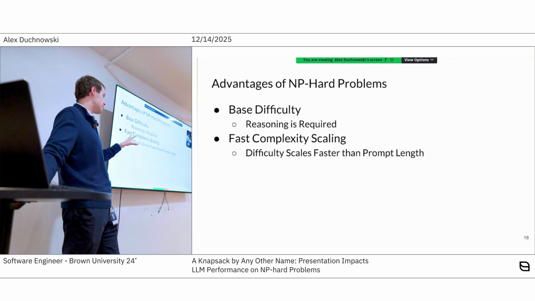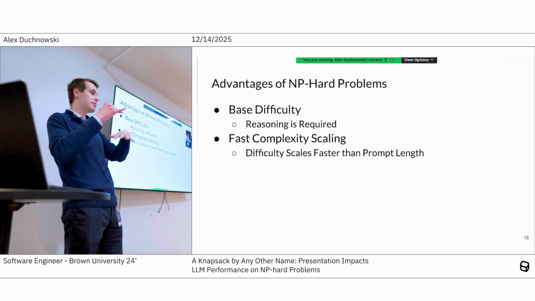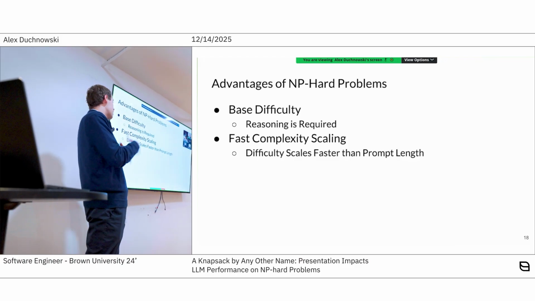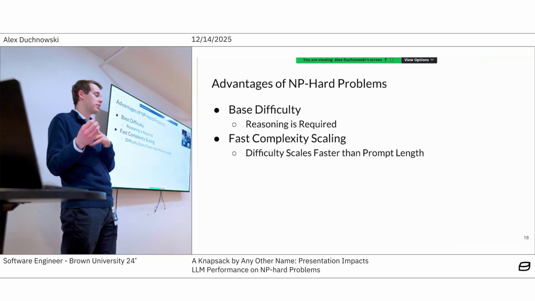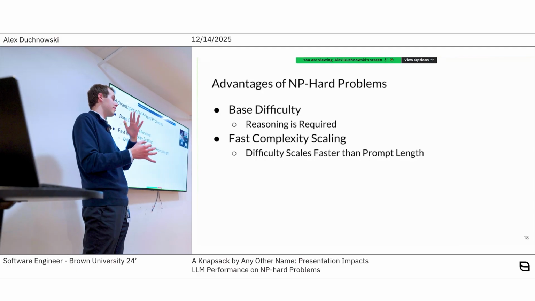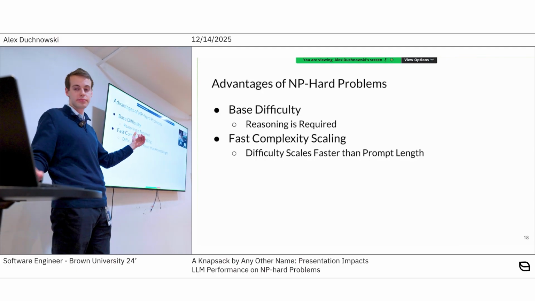And again, since difficulty scales faster than prompt length, that means we can have prompts that are similar in length, but are very dissimilar in difficulty in terms of how much difficulty we're giving to the language model. So we can do a little bit of limit testing to see where they break down.